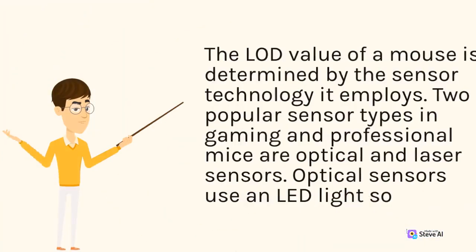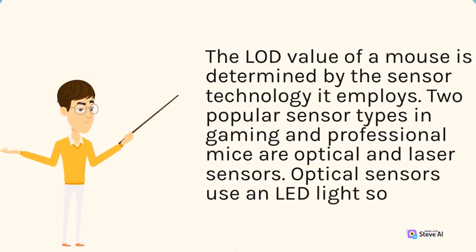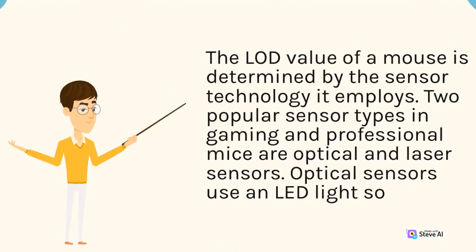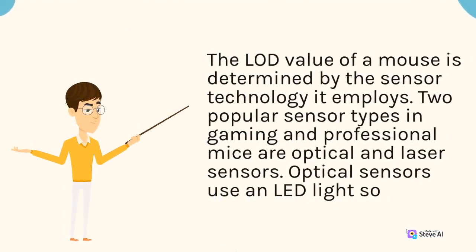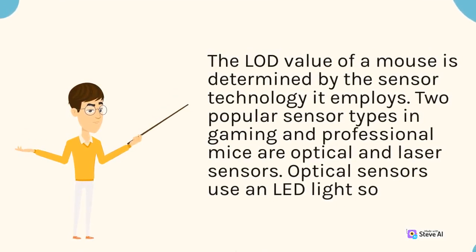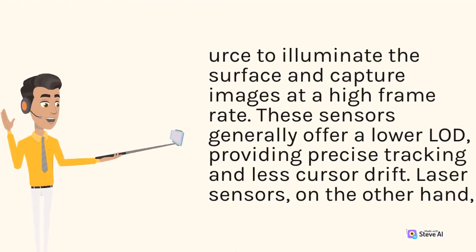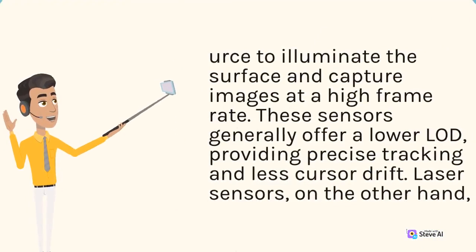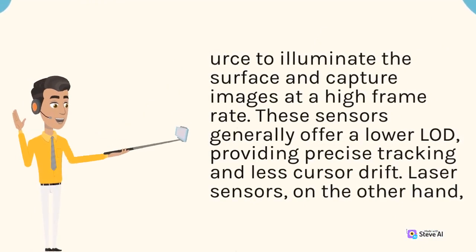The LOD value of a mouse is determined by the sensor technology it employs. Two popular sensor types in gaming and professional mice are optical and laser sensors. Optical sensors use an LED light to illuminate the surface and capture images at a high frame rate. These sensors generally offer a lower LOD, providing precise tracking and less cursor drift.